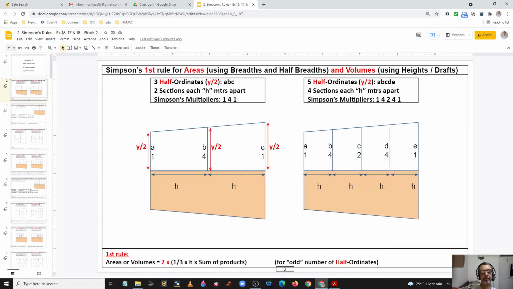The picture on the left hand side, here we are using three half ordinates y by 2, and those ordinates have been named A, B and C. They divide the shape into two sections, each being h meters apart. And the Simpsons multipliers that we are going to use are 1, 4 and 1.